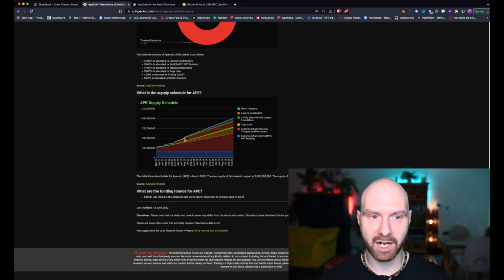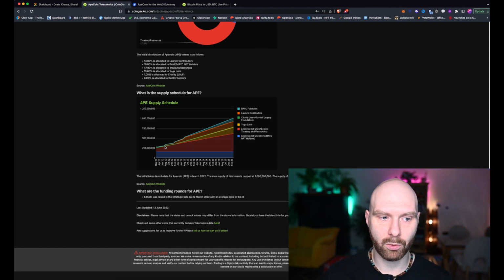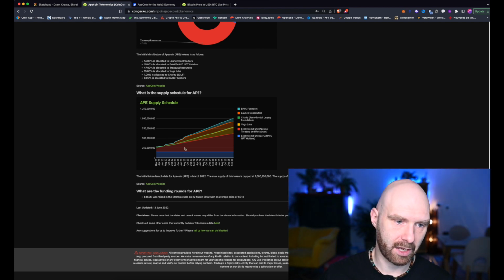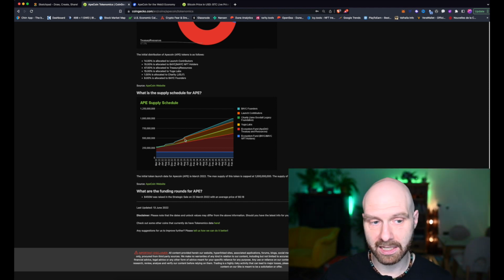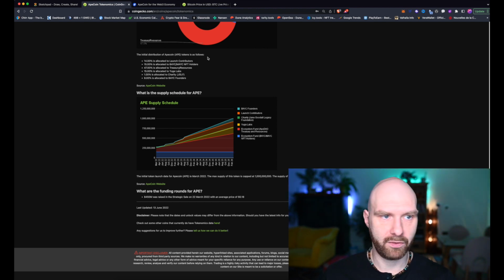slightly more aggressive price action, because suddenly there will be more tokens than usual hitting the market, especially in this phase here. That will be around, I believe, July 2023 or something like that, or between June and August 2023. In that period, you can potentially expect that the price of Ape token will dip a bit. So that's really important to understand, to be aware of it.